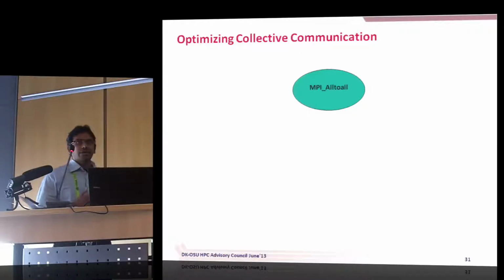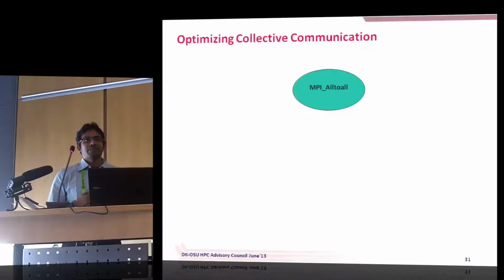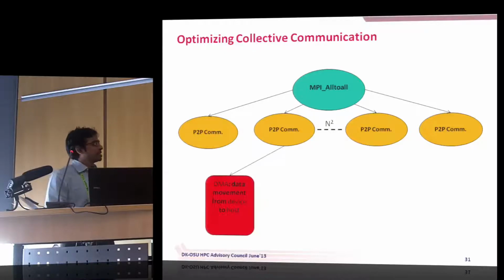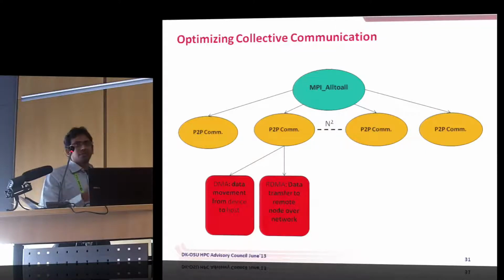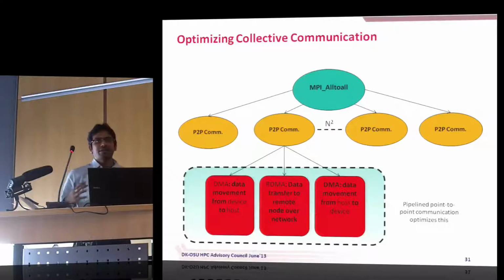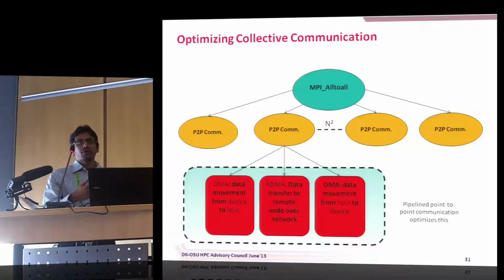Now, if you look at collective communication, collective operations are widely used in many MPI applications. Normally, collective operations are implemented using point-to-point MPI calls. So if you consider an MPI all-to-all, it's translated into a bunch of point-to-point operations in the MPI library. As I had mentioned earlier, each of these point-to-point operations includes data movement between the GPU and the host, the data transfer between the nodes over the network, and then the data movement from the host to the device on the remote node. So we have already seen how we pipeline these three operations within a given point-to-point operation.